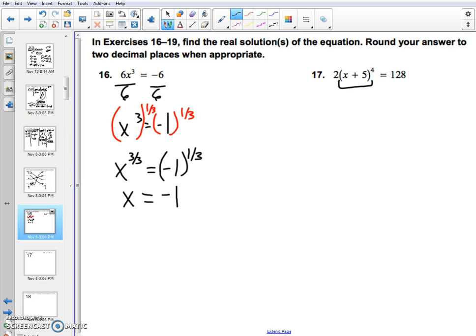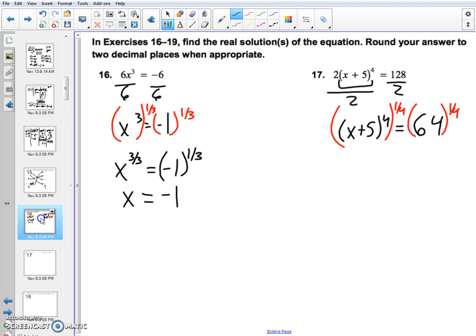So here I want to get this chunk by itself, so I'm going to divide everything by 2. So I have x plus 5 to the 4th equals 128 divided by 2 is just 64. Okay, so now to get rid of that 4th power, I'm going to do the 1/4 power. So we have x plus 5, because those really cancel each other out. And now what we have to be a little bit careful of here is 2 to the 4th power is 64.